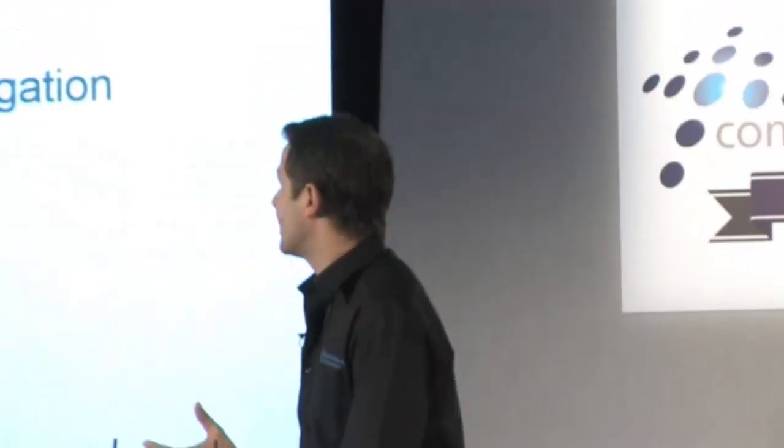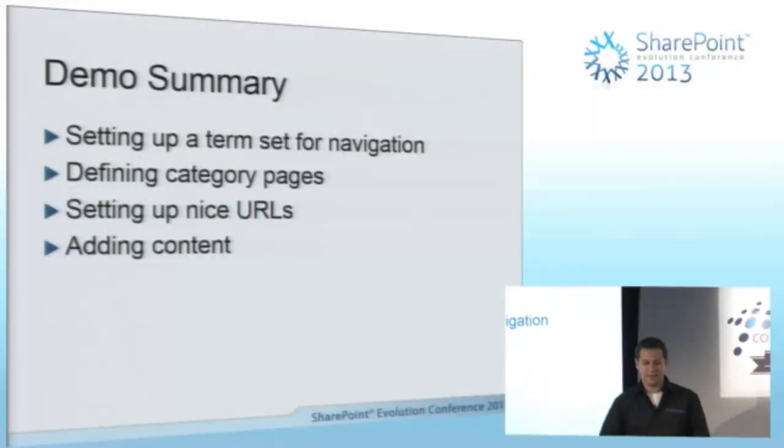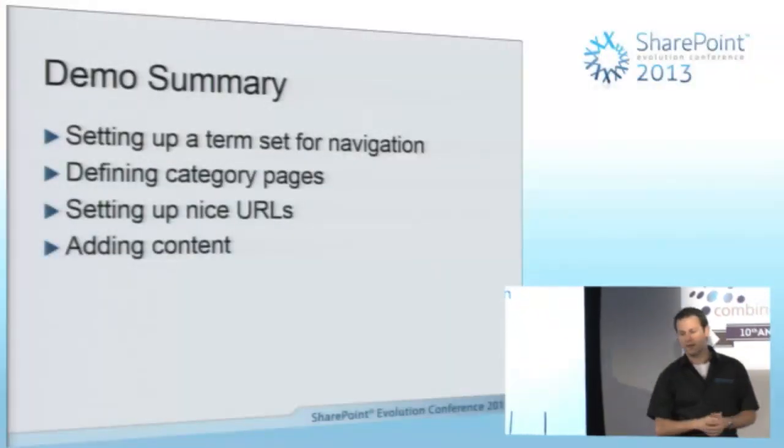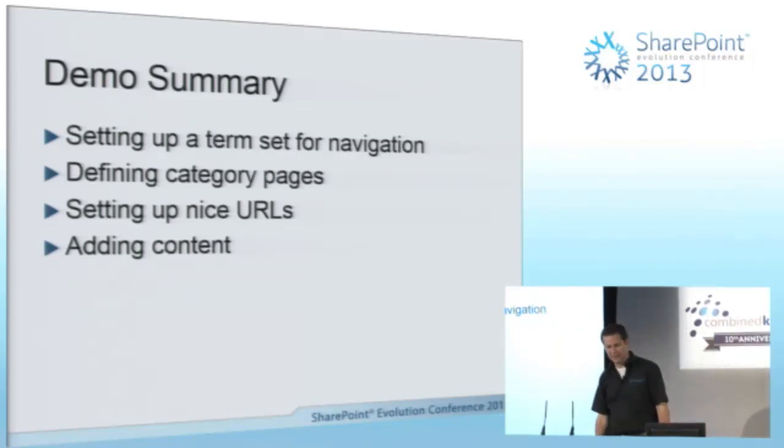All right, so just in summary on that, the important pieces are obviously setting up your term set for nav. You can either do that in the global management pages for your term store, or you can do it when you go and flip your site to use managed nav and you've got a create term set button. It'll go create a term set and you can start adding your hierarchy there. You can fiddle around with the URLs and make sure they're all nice and clean, and define your landing pages or category pages for landing on. And then obviously making sure that the content to drive those pages is tagged and indexed appropriately.